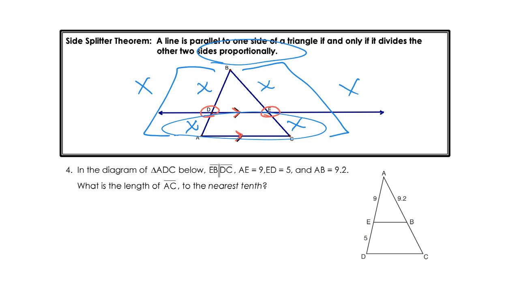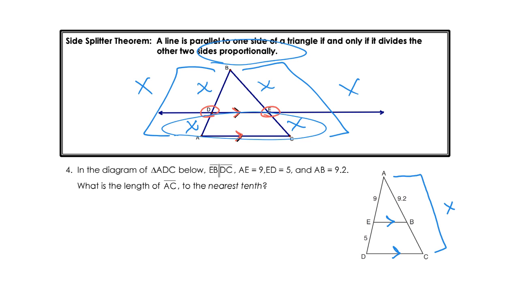In number 4, it says that in the diagram of triangle ADC, okay, below, it says that EB is parallel to DC. It says that AE is 9, ED is 5, AB is 9.2, and they want to know the length of AC. So I'm going to go ahead and put a little bracket here because they're trying to ask me to find that length.